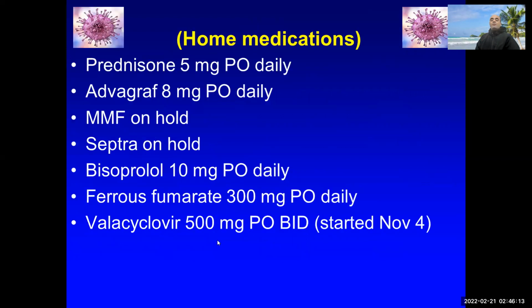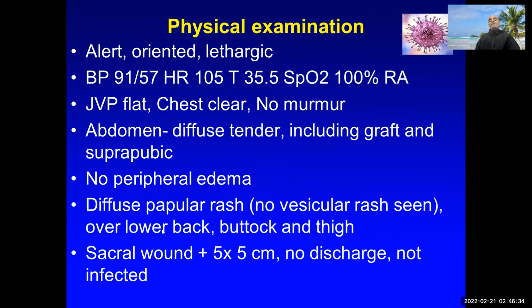Home medications: prednisone 5 mg, Advagraf 8 mg, MMF, Septra, bisoprolol 10 mg daily, and valacyclovir 500 milligrams orally BID started November 4 for shingles, query herpes zoster. On exam, the patient is fully conscious and oriented, just lethargic and weak, blood pressure a little bit low, saturating well, temperature okay, JVP flat, chest clear, heart okay, abdomen diffusely tender.